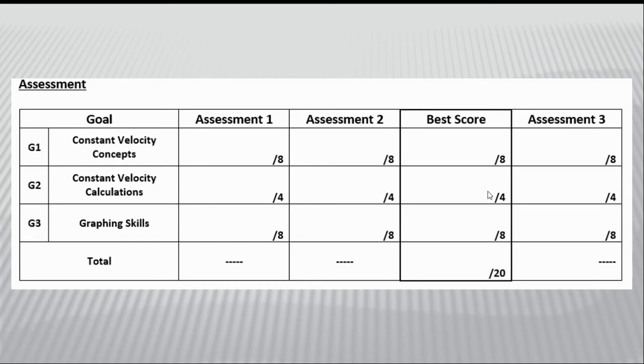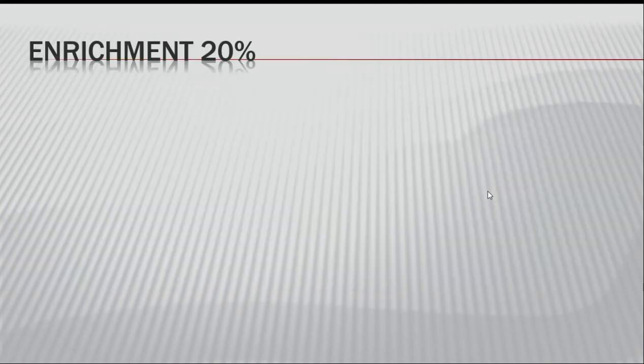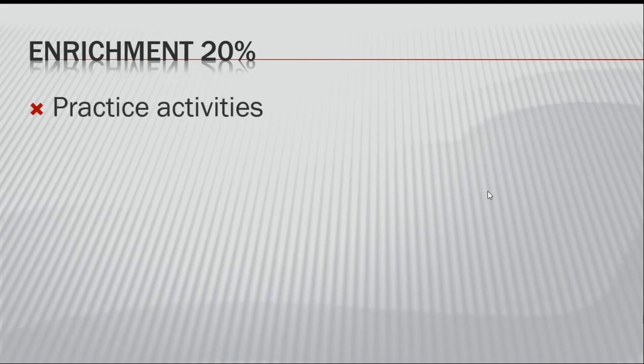Here's just a breakdown of what a unit might look like. You can see there are 3 goals in the unit, and there are 2 assessments for each goal, and then you can write down your best score, and a third assessment attempt is possible as well. So enrichment. Enrichment is essentially all the practice activities we're going to be doing in class, all the things I give you to practice learning, and of course lab activities will be enrichment as well.